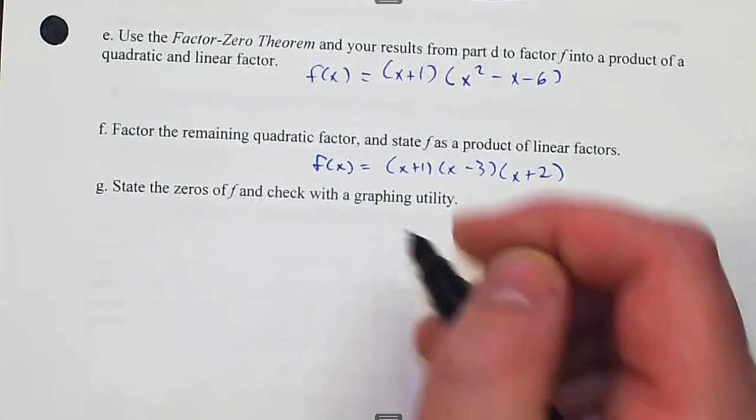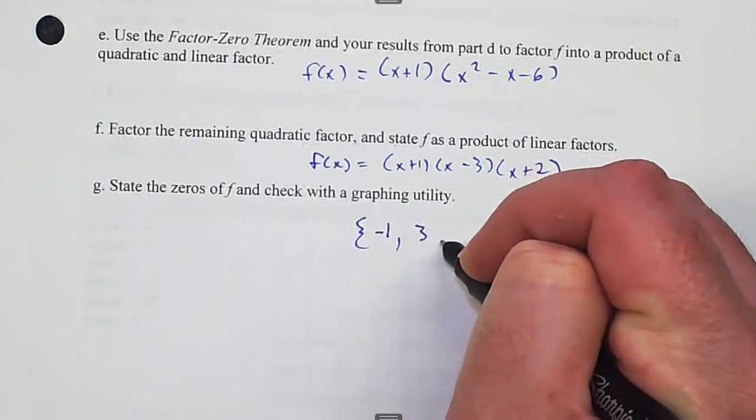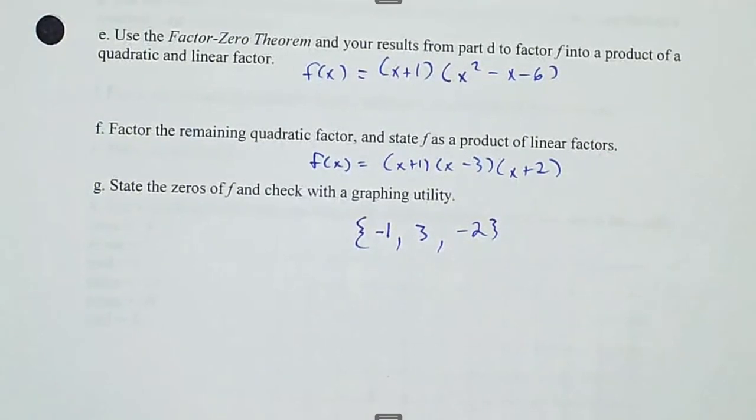So now, let's find the zeros. Negative 1, 3, and negative 2. Let's check by graphing it. Do we really need to check by graphing it? Not necessarily, except for the fact that polynomials look cool when you graph them. So it would make sense to do that.